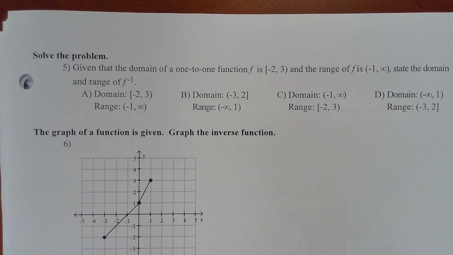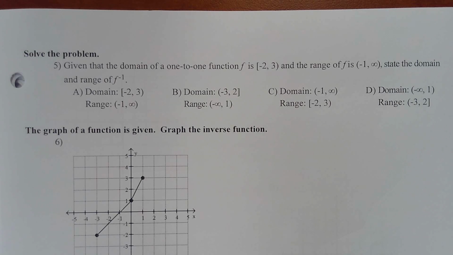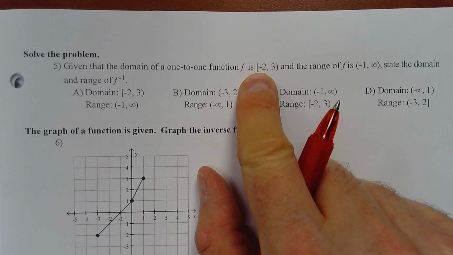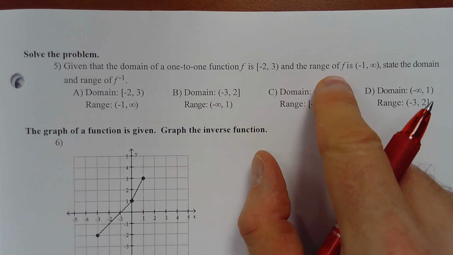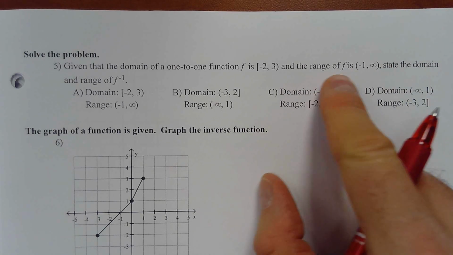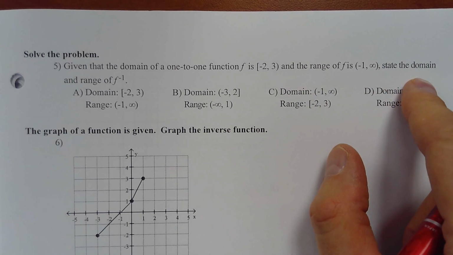All right, so given that the function is one-to-one, and we got the domain. The domain here is from -2 to 3, including -2, not including 3, and the range of f is -1 to infinity. State the domain and range of f inverse.